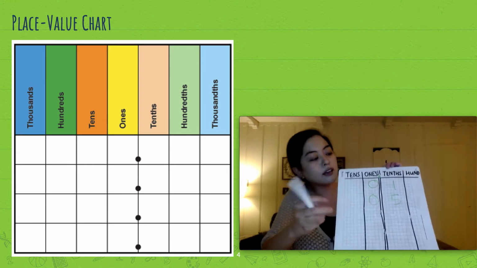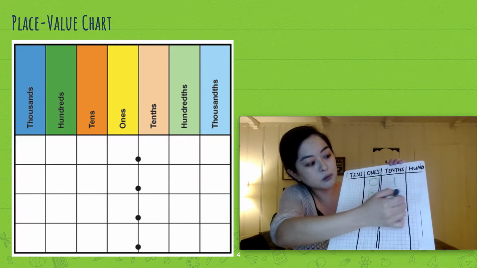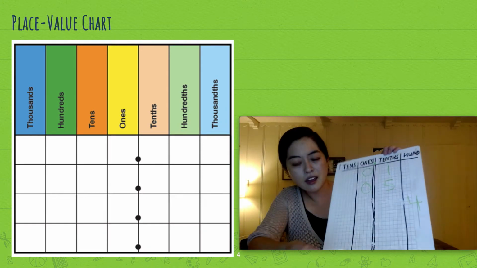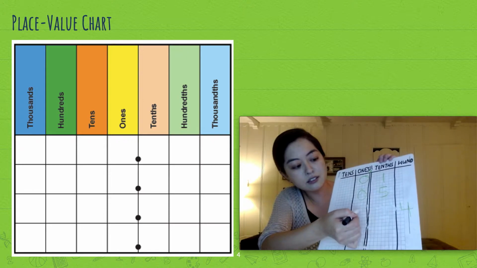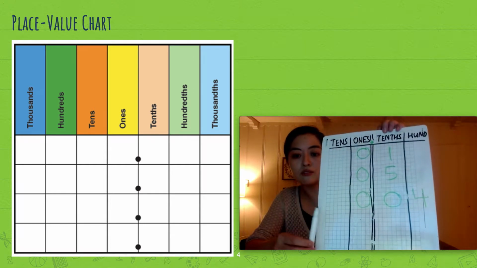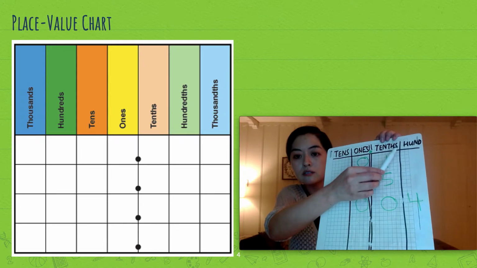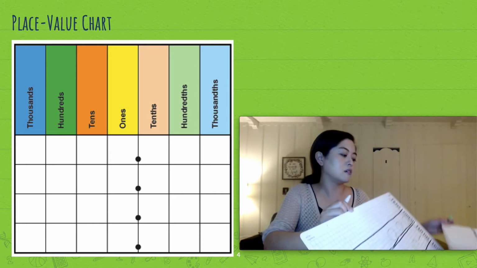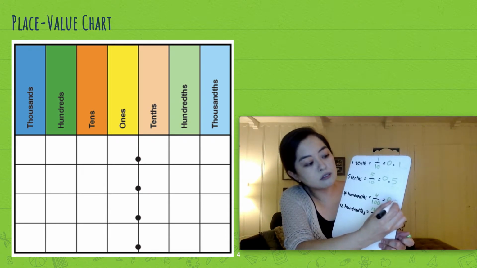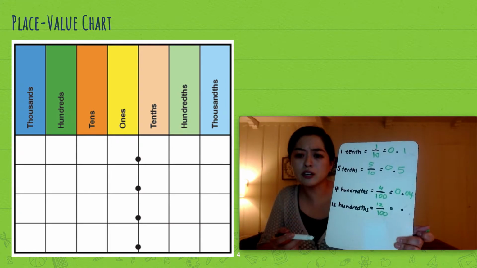What about 4/100? Well, let's see. I have my tenths column here. I have my hundredths column here. So I'm going to put a 4 in my hundredths column. And there's nothing here. There's nothing here. So I'm going to put a 0. So my decimal for 4/100 is 0.04 because it's 4 hundredths. You see that? Okay. So 0.04 is 4 hundredths.